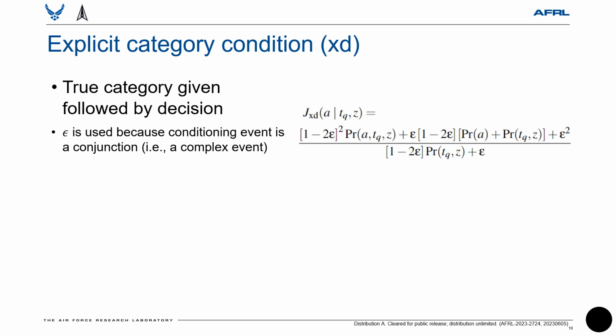In the XD condition, participants are given the true category of the face before deciding whether to attack or withdraw. The equation on the right is the probability of attacking given face type TQ and category Z. The extended error probability epsilon is used because the conditioning event, TQ and Z, is a conjunction, which is a complex event.